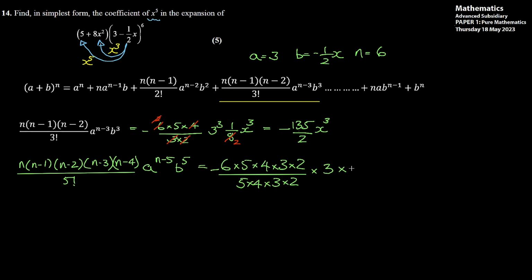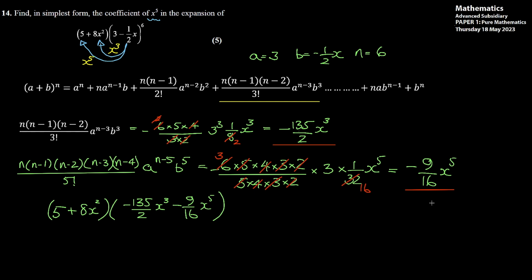A half raised to the power 5 is 1 over 32, and x raised to the power 5 is x to the fifth. Cancel away 5 with the 5, and so on. I can take a 2 out of that. That becomes 3. This becomes 16. So this is equal to negative, remaining on the top 9, remaining on the bottom 16, 9 over 16, x to the fifth.